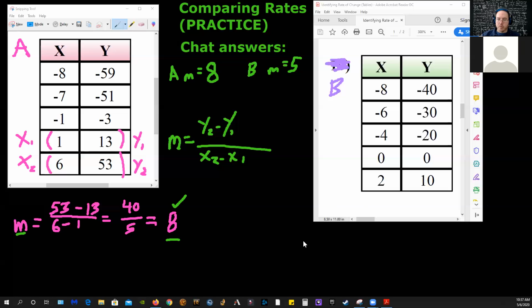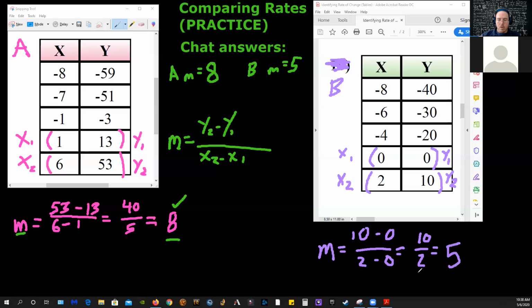So which two would I use for B? Oh, nice. 0. Yeah, zeros make this so easy. So this would be x1, and this would be x2. This would be y1, and this would be y2. Okay, so my slope for function B would be 10 minus 0 over 2 minus 0. So it'd be 10 halves, which is equal to 5.